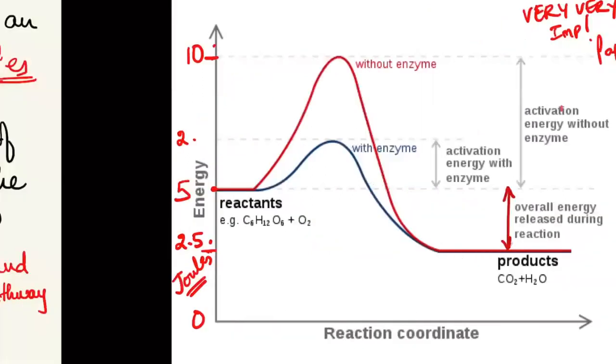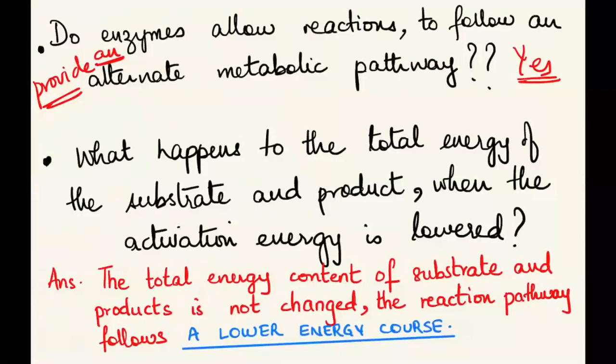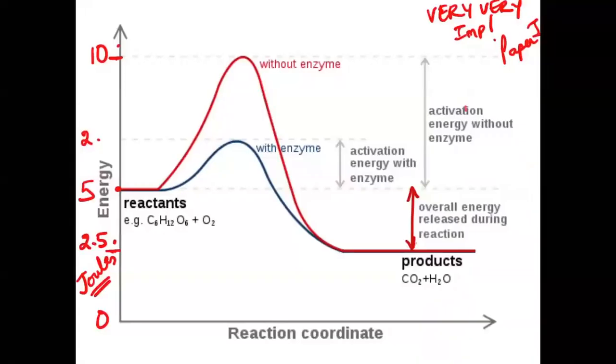And also you should remember पीछे जाते हैं, the total energy of the substrate and the total energy of the product. The substrate की energy या product की energy change नहीं होती है. The enzyme is only following a lowered energy course. ठीक है? So this is your, ये जो shaded portion है, this one is your overall energy released during the reaction. So you should be very, very clear कि कौन सी चीज किस चीज को show करनी है, right?